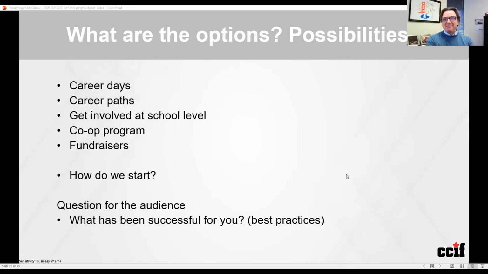So probably Amber or Brandon, if you can provide some examples, because I remember at some point I think we contributed to redoing the floor, painting a floor in one of the collision centers, a school not too far from here. So there's a lot of things that you guys are doing. There are a lot of very creative ways to support here.